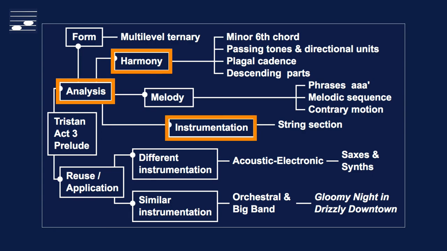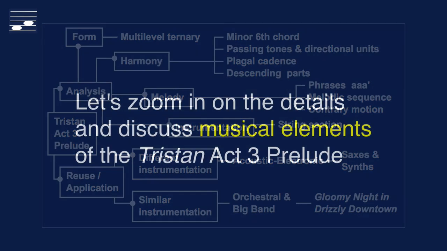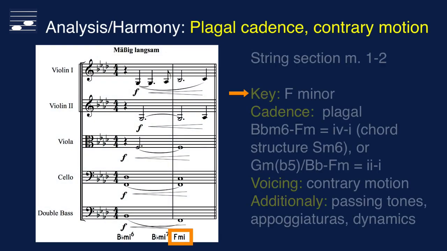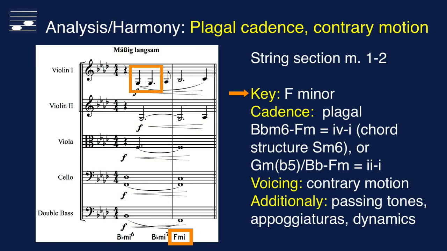In the next part of the analysis, I will zoom in on some details. The opening measures are based on the plagal cadence in F minor. Have a look at the ambiguous pitch G in the first violins. It may be interpreted as the sixth of a B flat minor sixth chord, which is the label I used in the score. Alternatively, it may be considered an appoggiatura into the A flat, creating a B flat minor 7 chord on the 4th beat, or the G is the root of an inverted G half diminished chord, so the cadence is 4-1 or 2-1 in minor.